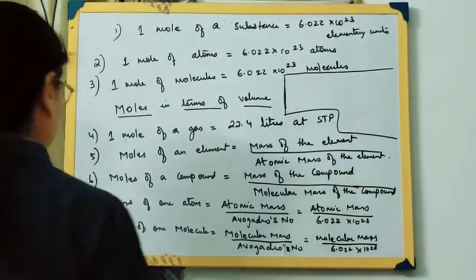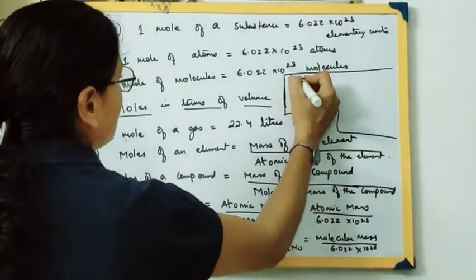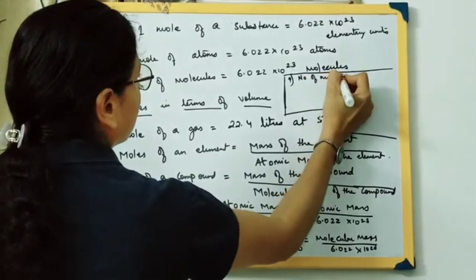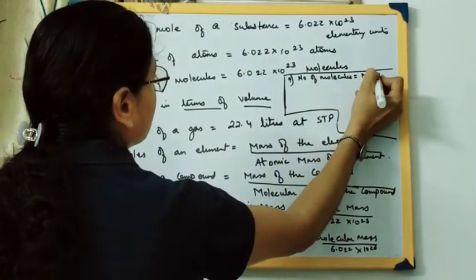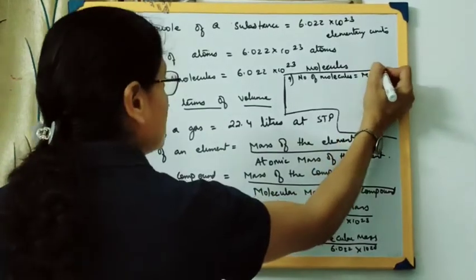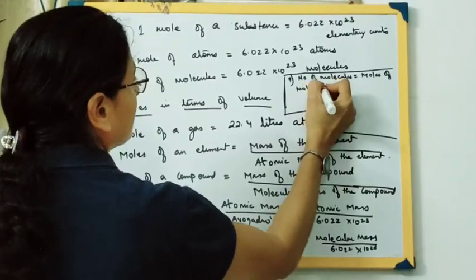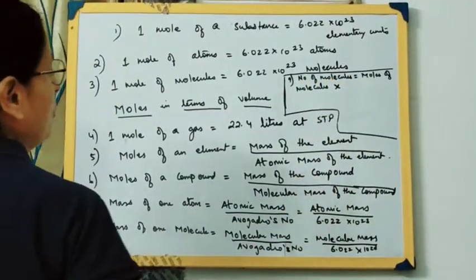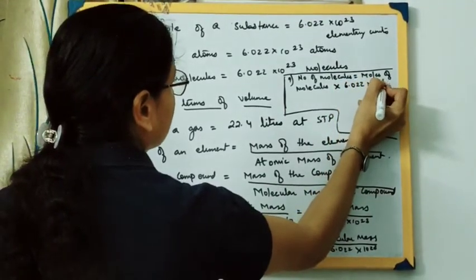The next formula I am writing down over here, that is the ninth formula, that is number of molecules is equal to moles of molecules into Avogadro's number. Avogadro's number is how much? That is 6.022 into 10 to the power 23.